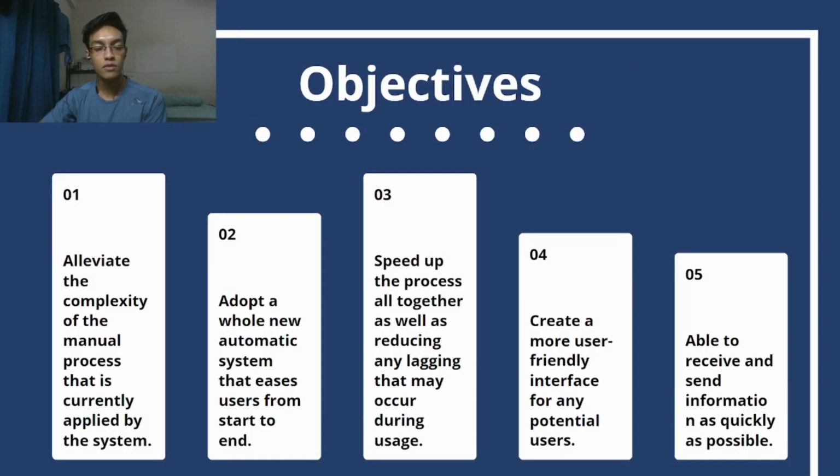For the objectives, we have five main objectives. The first objective is to alleviate the complexity of the manual process that is currently applied by the system. The second objective is to adopt a whole new automatic system that eases users from start to end. The third objective is to speed up the process altogether, as well as reduce any lagging that may occur during usage. The fourth objective is to create a more user-friendly interface for any potential user. And the last objective is to be able to receive and send information as quickly as possible.